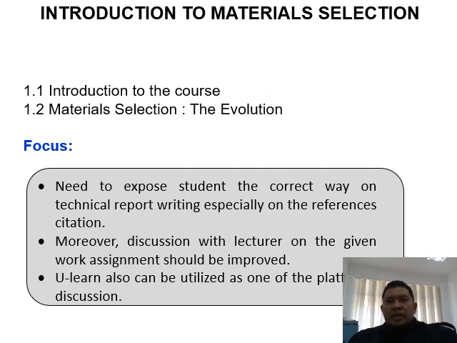Okay, here is the outline for the introduction to material selection. Okay, 1.1 is the introduction to the course, and then you have the material selection, which is the evaluation of materials, and then this one we need to focus to expose the students to the correct way of technical report writing. Okay, especially on the reference citation. Report writing is very common, but you need to know how to write it properly, and then you need to cite whatever you get as a reference. And then more of a discussion with the lecturer on the given work assignment, and you have to use uLearn as the platform for the discussion.